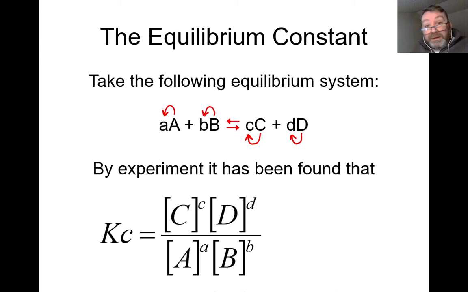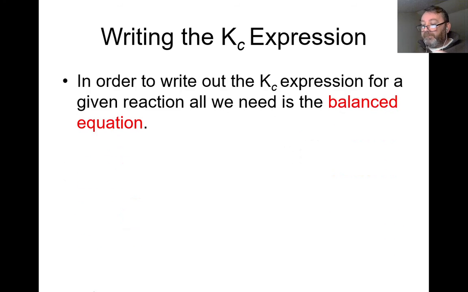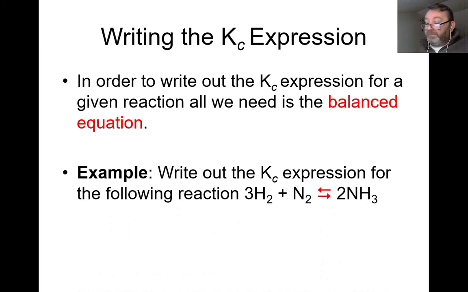And you simply follow that for every single reaction that they give you. No matter what they give you, the Kc expression is something that can be easily written. The square brackets, as we said already, mean that the concentrations of A, B, C and D are in moles per litre. And if they're not in moles per litre in the question, you have to put them into moles per litre before you can use them in this expression. So in order to write out the Kc expression, all you need is the balanced equation.